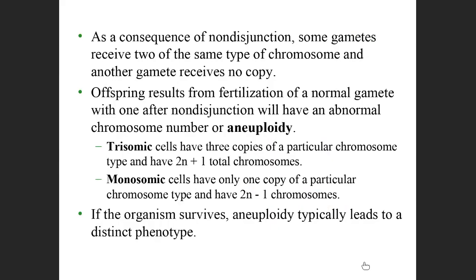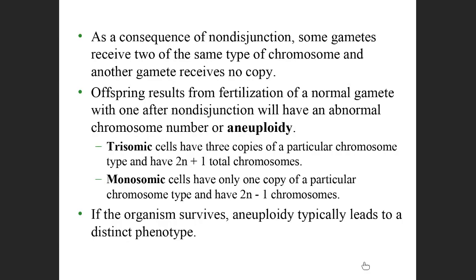Now, we know that haploid means half the number of chromosomes, or N, and diploid means twice the number of chromosomes, or 2N. Well, if you have the wrong number of chromosomes, they use the word aneuploid. So aneuploid, or a state of aneuploidy, means that you're either missing a chromosome or you have an extra chromosome, but you have the wrong number of chromosomes.